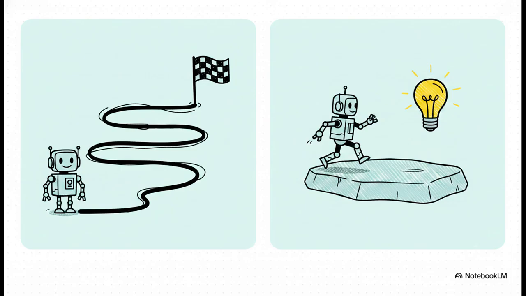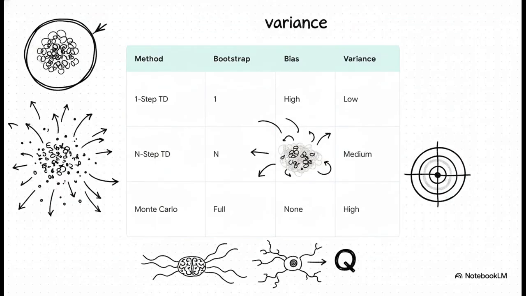On the other hand, we have temporal difference, or TD learning. TD bootstraps. It takes just a single step, guesses the value of the new state, and updates its knowledge immediately based on that guess. When weighing these options, you run into a classic machine learning dilemma. TD lowers variance beautifully because it avoids those long, noisy, unpredictable rollouts.